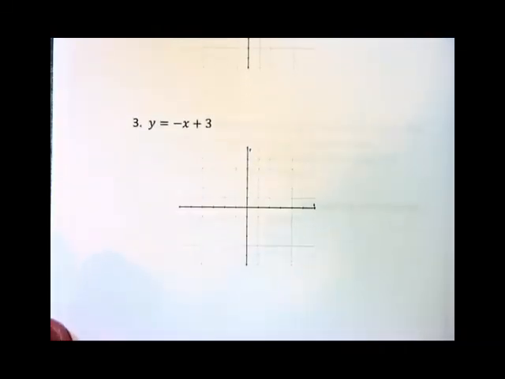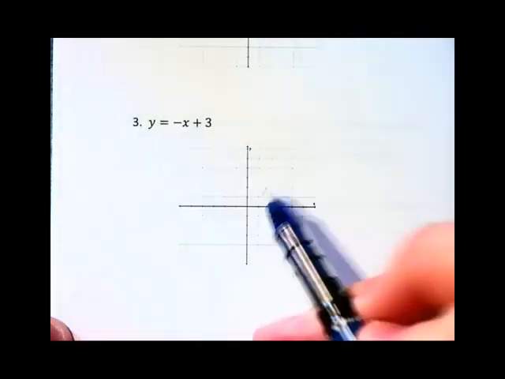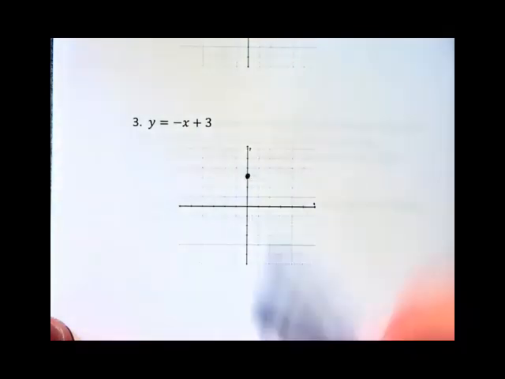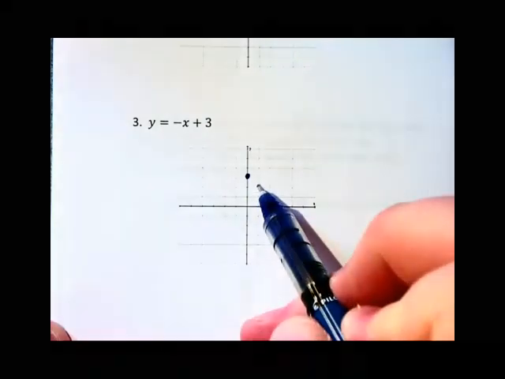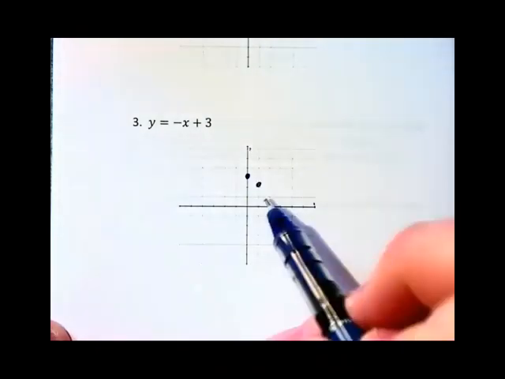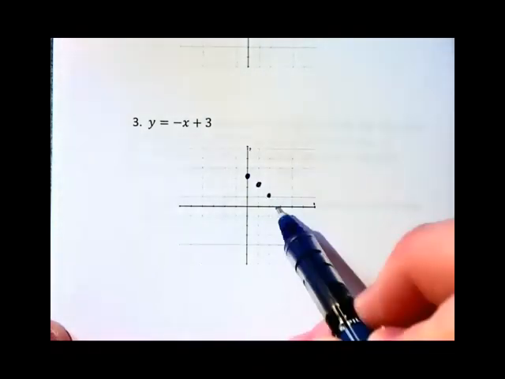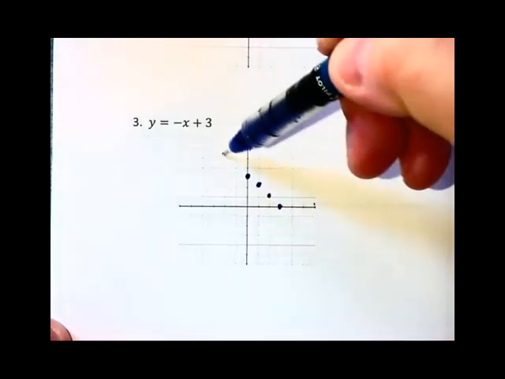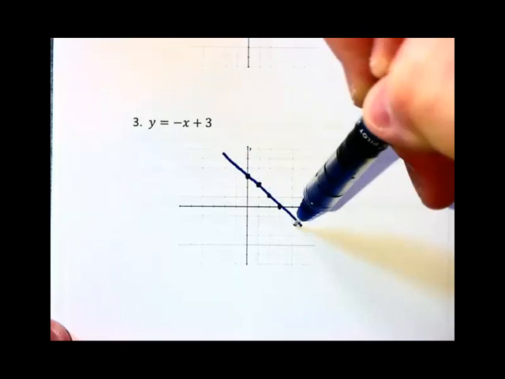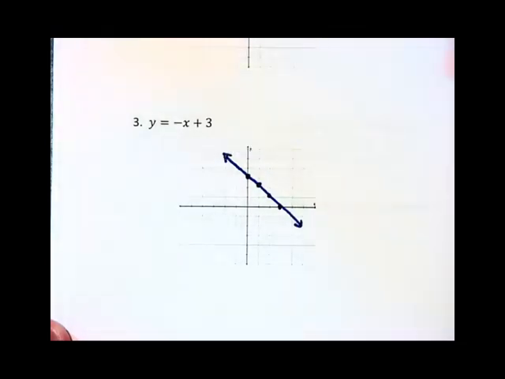Problem number 3. Plot the y-intercept. The y-intercept here is 3, so 3 units above the origin we have a point, and then we have a slope of -1, so down 1 over 1. And if you want to keep on going down 1 over 1, down 1 over 1, you're welcome to, to give you more points to latch on to, or you could just have those first 2 points and you're good to go.